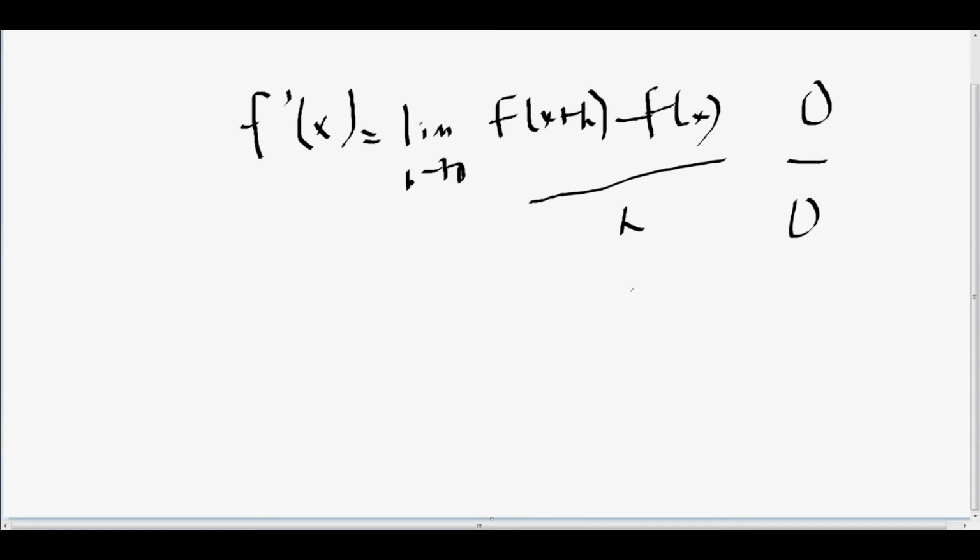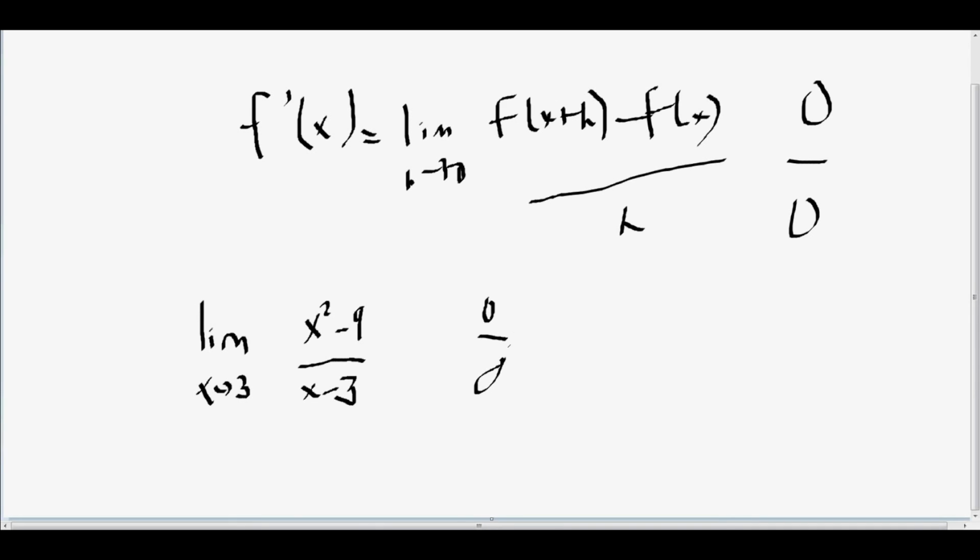So let's say we have the limit as x approaches 3 of x squared minus 9 over x minus 3. We could factor x squared minus 9 to x plus 3 and x minus 3 and cancel out and solve it that way. But we could also use L'Hopital's rule, because if you plug in x equals 3, you get 0 over 0.